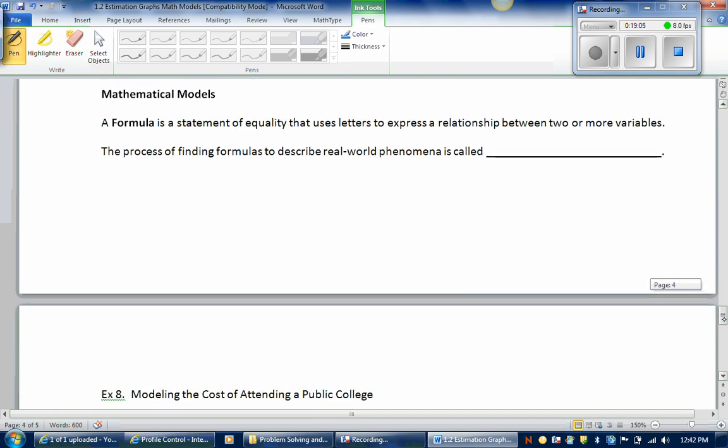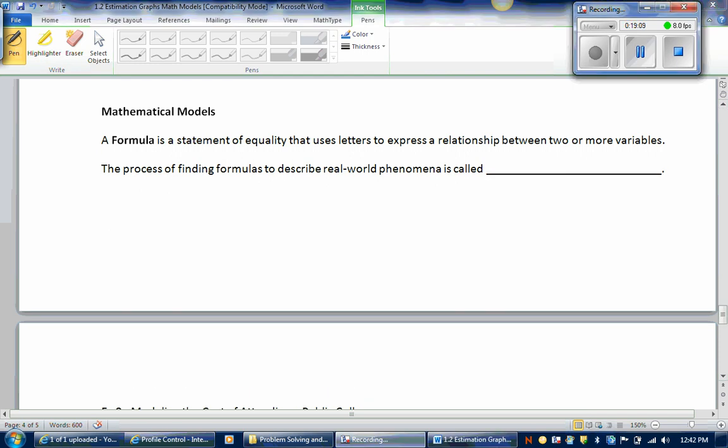All right, so let's take a peek at mathematical models. A formula is a statement of equality that uses letters to express the relationship between two or more variables. The process of finding formulas to describe real-world phenomena is called mathematical modeling. So that's another word you'll see for it.